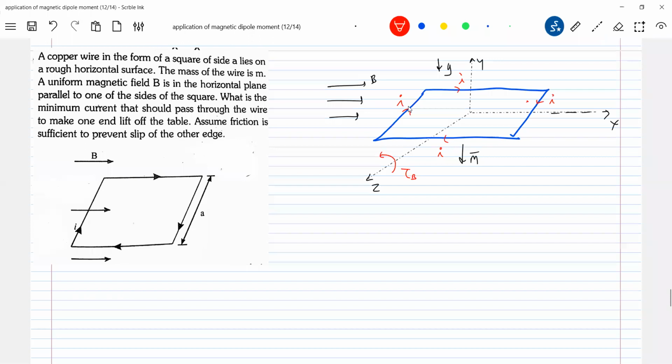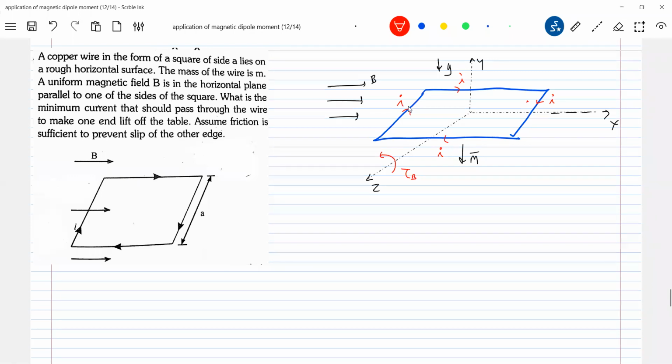How is the torque due to weight? Here what is being asked is the minimum current that should pass through the wire to make one end lift off the table. So what is the effect of the torque due to dipole moment? It will try to lift it, no? It will try to topple about the z-axis anti-clockwise. It should tip that one.